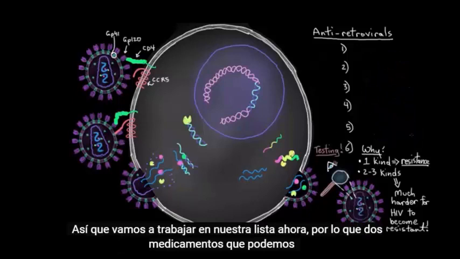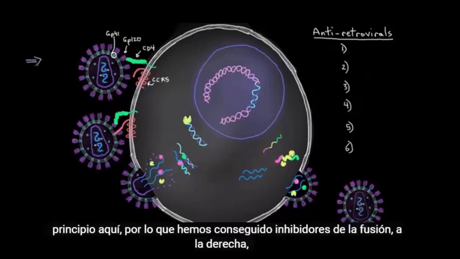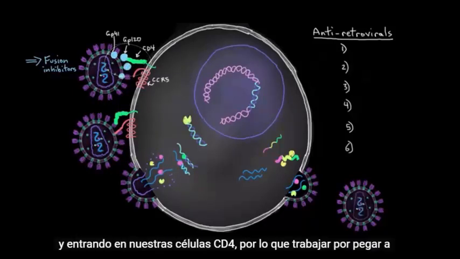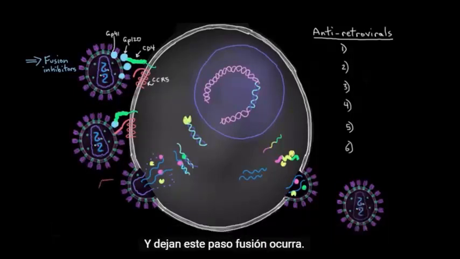So let's work on our list now. So 2 drugs that we can have as part of our treatment start right at the very beginning here. So we've got fusion inhibitors, right? And they bind to this GP120 protein, or the GP41 of the virus. And they prevent HIV from binding to and entering our CD4 cells. So they work by sticking to certain proteins that HIV kind of needs to enter our cell. And they stop this fusion step from happening.